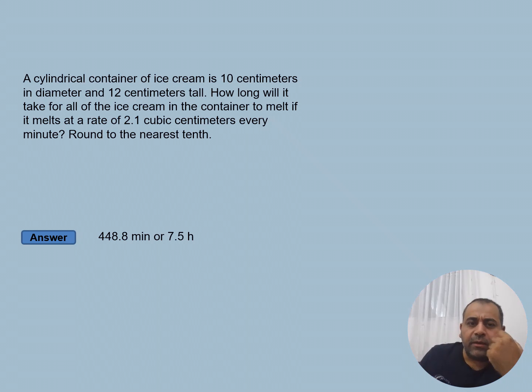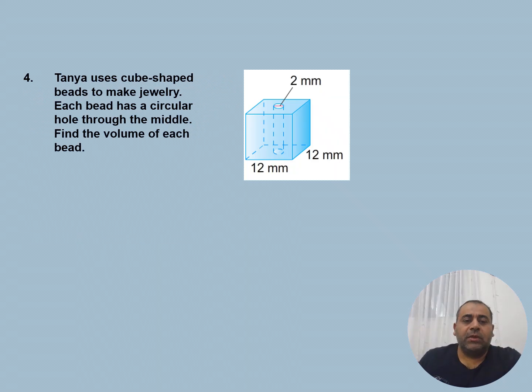448.8 minutes, or we can say 7.5 hours. How do we get hours? We divide by 60. How many minutes are in an hour? 60. You can divide by 60. So this number divided by 60, you find the answer. So easy. Okay, now this composite number.